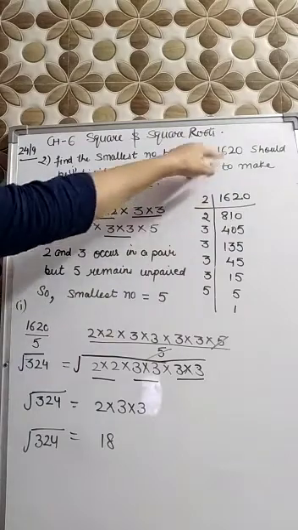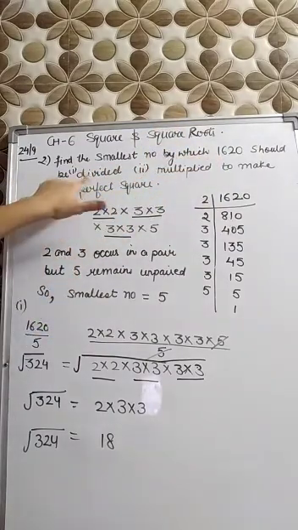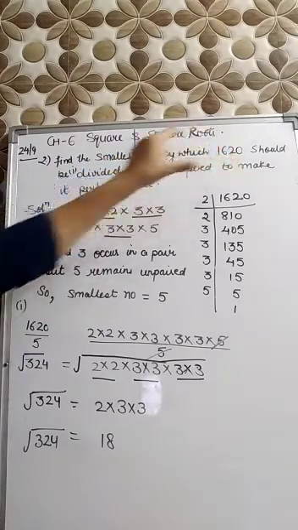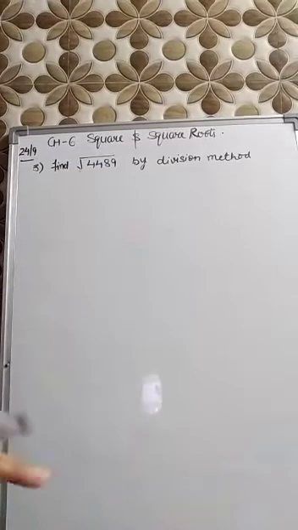So in the previous case, we are getting 8100 as a perfect square number. But in this part, we are dividing the number. So when you divide 1620 with any number, you will always get a number smaller than this. So we are getting 324 as a perfect square number, and the square root of this number is 18.